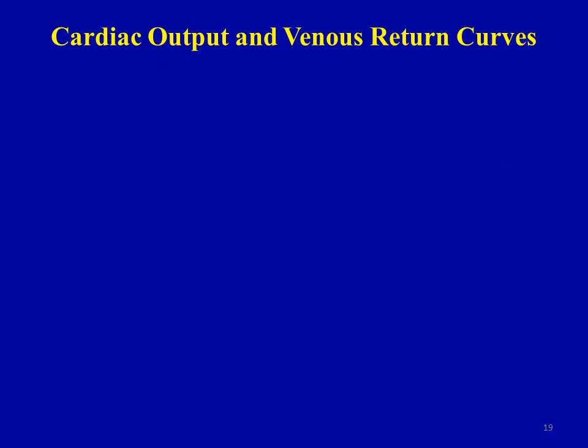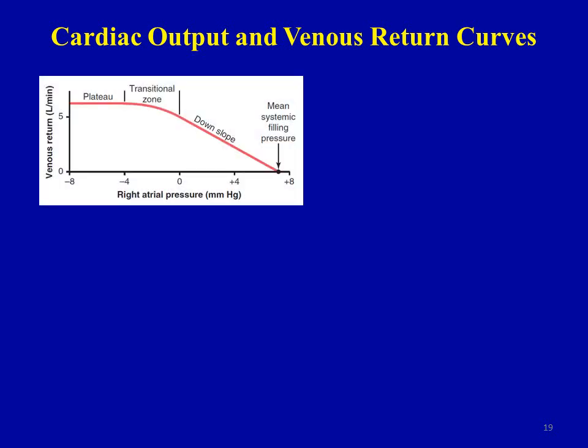Okay, now let's talk about heart failure in terms of cardiac output and venous return curves. You know this curve from the lecture on control of cardiac output and venous return. This is the venous return curve. The venous return normally, when the right atrial pressure is 0, is 5 liters per minute.